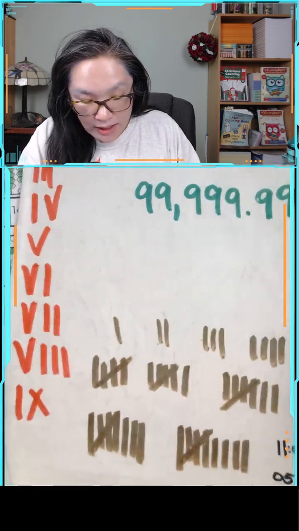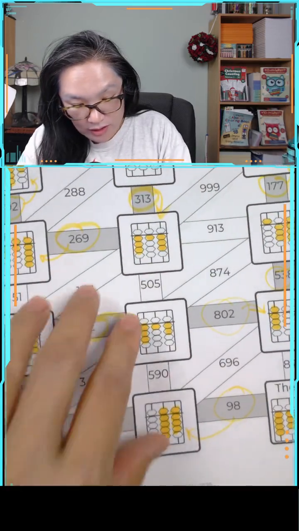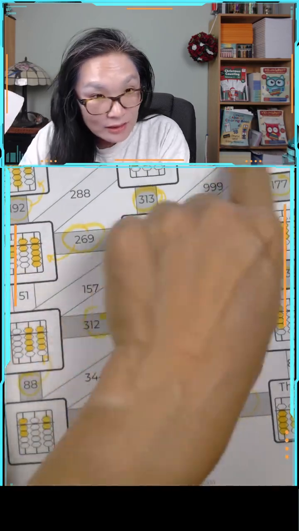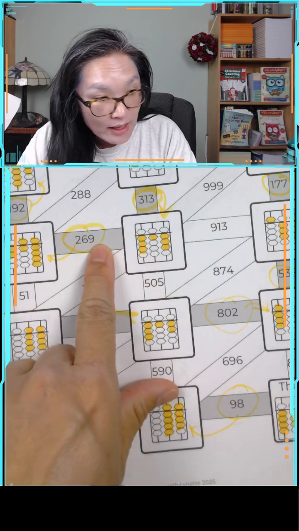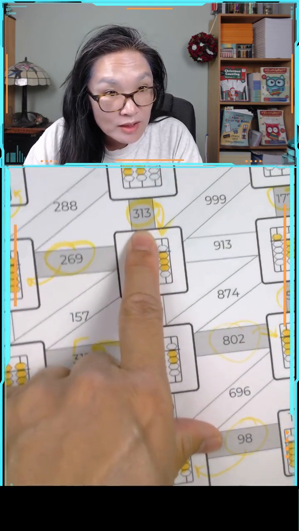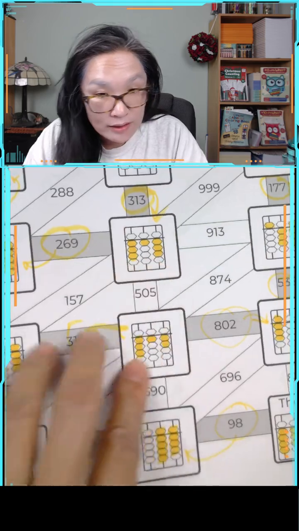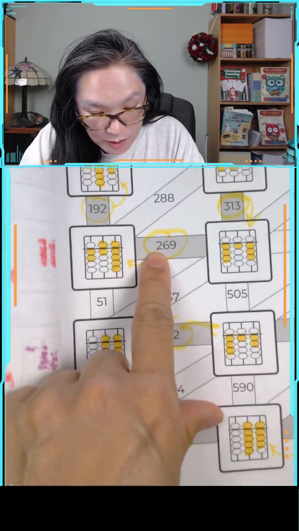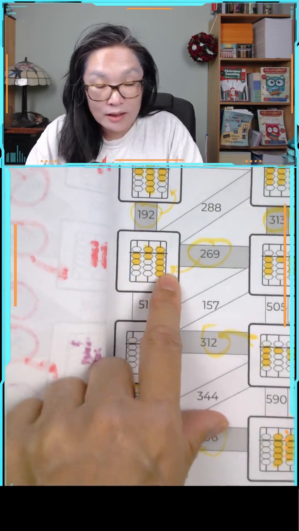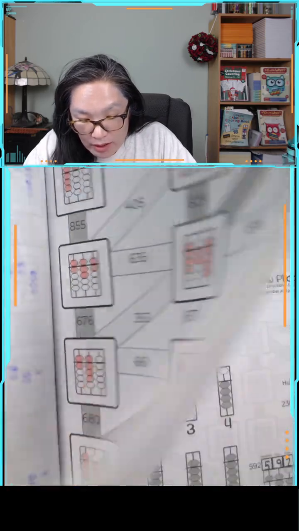All right. So then I do give you another version, which is called a reverse maze. I called it a reverse maze because I give you the path, right? And I give you the number, and then it is up to you to color in the numbers. So this one is supposed to be 313. You're supposed to color in 313 on the abacus. And it's the same thing. If it's supposed to be 269, you're supposed to color in 269 on the abacus. That's what I did there. And then there's answers in the back of the book.